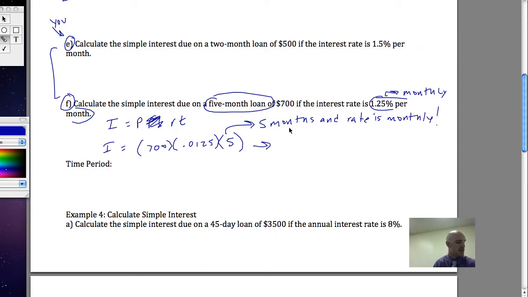So when I calculate this, this is going to be 700 times 0.0125 times 5 equals $43.75. Keys to this one: I had a monthly rate, so I made sure I had my time in months. I took into consideration that the rate was monthly, so I left it in months and didn't calculate it as a portion of a year.